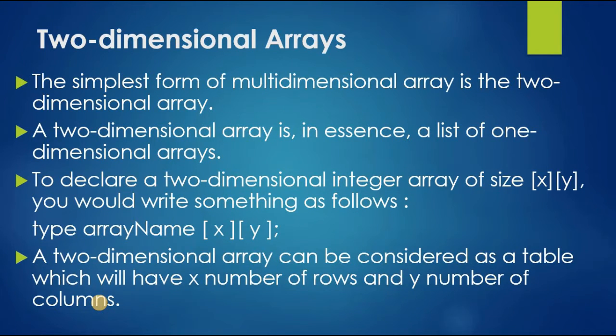A two-dimensional array can be considered as a table which will have x number of rows and y number of columns. Where we have written x, you should give the number of rows in the array, and where we have written y, you have to give the number of columns in the array.